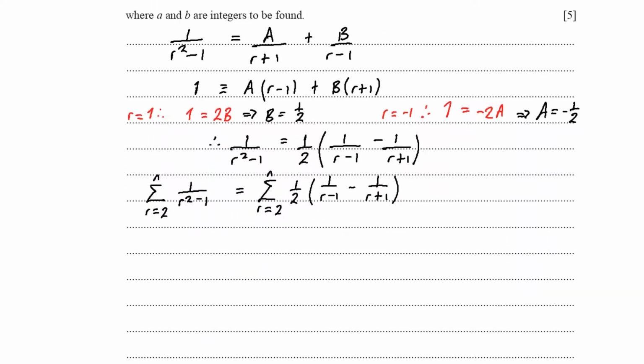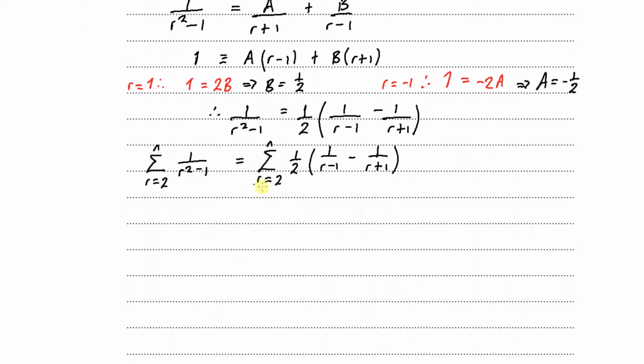Now I prefer to work out summations going down. So here I'll say 4 and I'll leave out the half for now. So I'll say 4, the summation from r is equal to 2 up to n of 1 over r minus 1 minus 1 over r plus 1. This will give us the first term, which is when r is equal to 2, coming out to be 1 over 1 minus 1 over 3 if we substitute 2 into this.